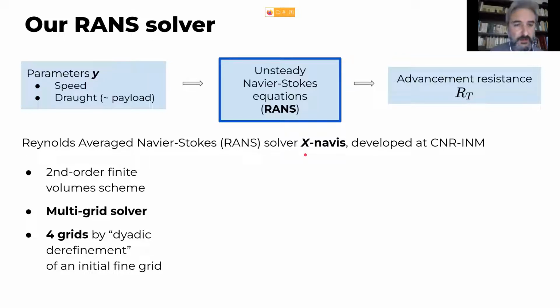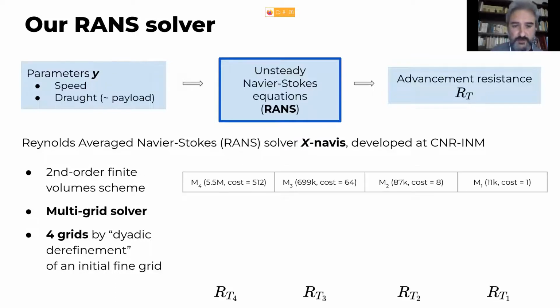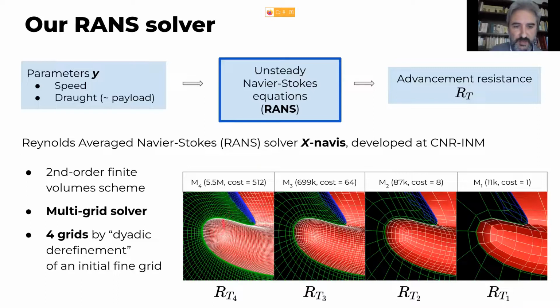We consider specifically 4 grids that we get by the dyadic derefinement of the reference grid. So the reference grid is this one on the left. You see a zoom here on the bulb of the boat. This mesh has 5.5 million volumes, and we derefine this dyadically. So we merge every 2 consecutive elements in each direction 3 times up to the coarsest mesh. This one here on the right, the coarsest mesh, has 11K volumes.